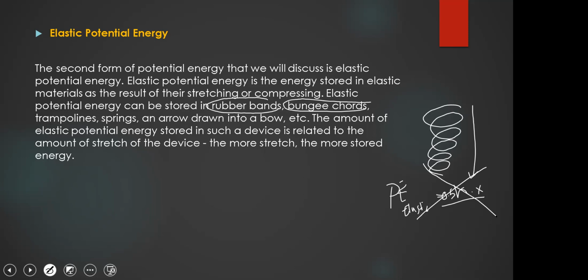So let's focus on the definition of the elastic potential energy. It is the energy that is stored in an elastic material, such as a rubber band, trampoline, spring, the arrow and the bow, and so on. The factor it depends on is the stretch: more stretch means more stored energy.